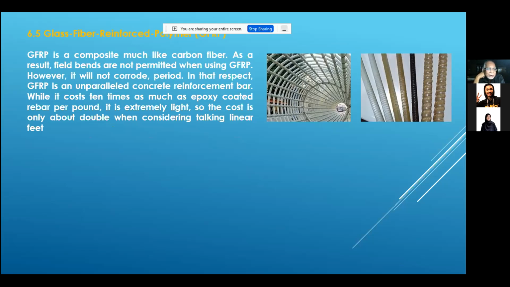It's more expensive, but assembly is light, of course, because it's fiberglass. It's very light, so the cost is only about double when considering linear feet. But it's not found here in Malaysia. We seldom see this; I seldom see it during my practice. Maybe in overseas countries, but we don't quite use it because it's difficult to bend.